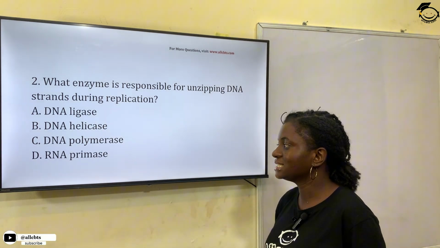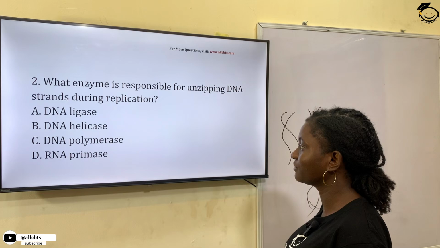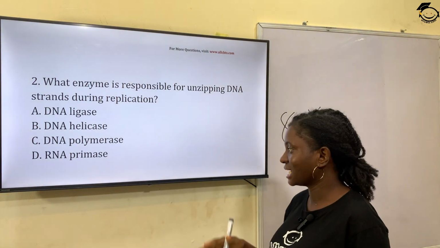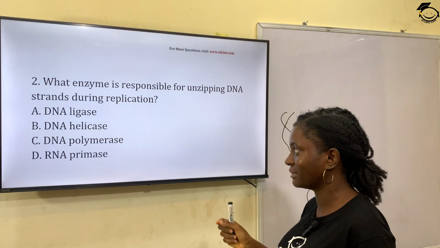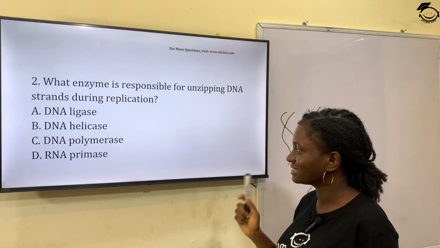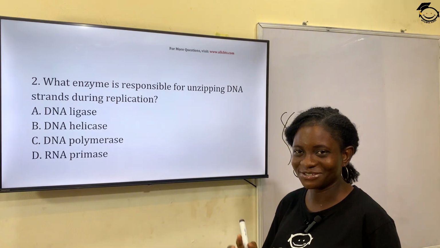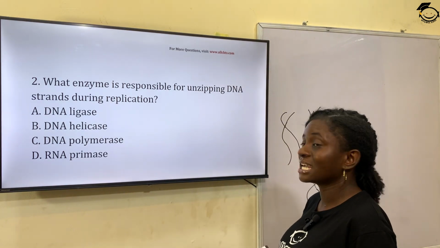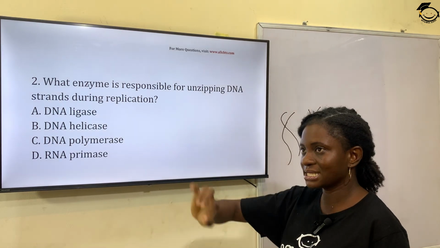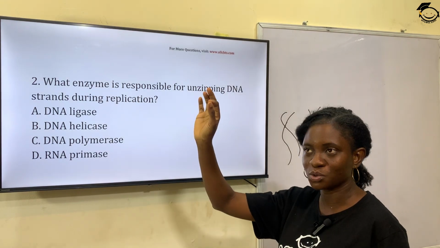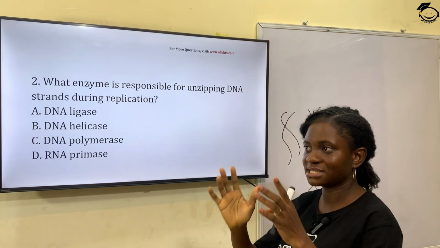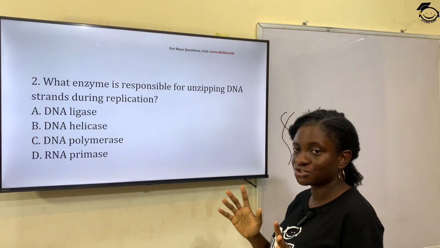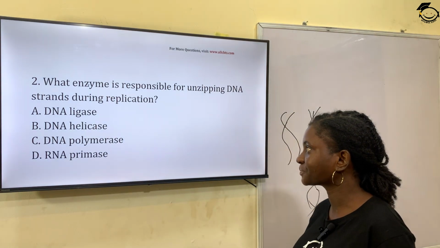strands. And DNA polymerase is involved in adding nucleotides, while RNA primase is an enzyme that synthesizes primers. So the correct answer for this question is the one that looks like scissors, which is DNA helicase. It is an enzyme that is responsible for unzipping. Just imagine you zipping your clothes down. It is an enzyme that is responsible for unwinding DNA strands during replication.